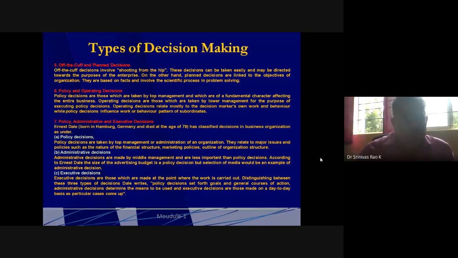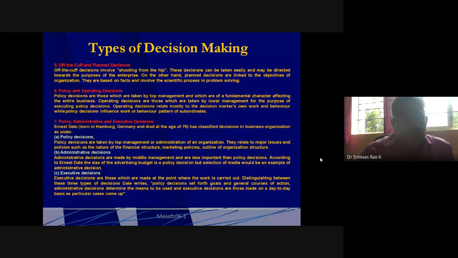Policy decisions are taken by the top management, administration, and organization. They relate to major issues, such as the nature of the financial structure, marketing policies, and the outline of the organizational structure. Administrative decisions are made by middle-level management and are less important than policy decisions. According to Dale, the size of the advertisement budget is a policy decision, but selection of media would be an example of an administrative decision.